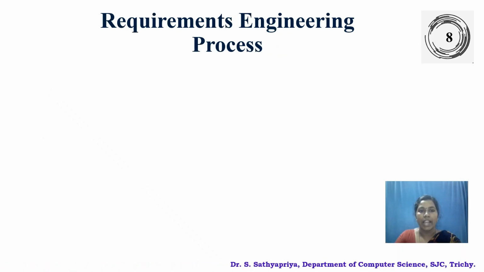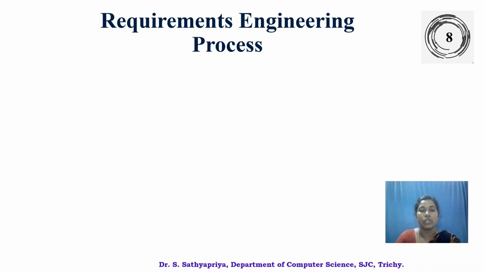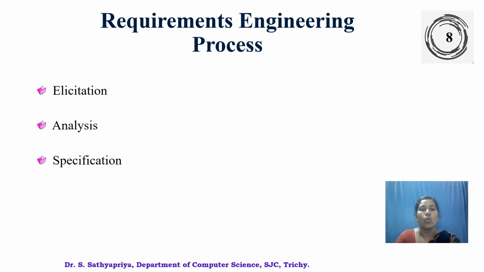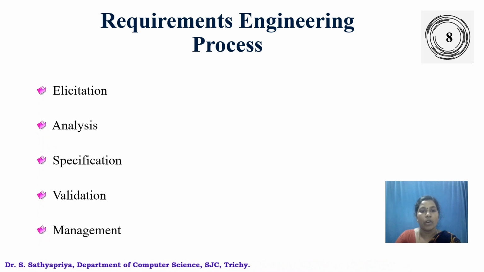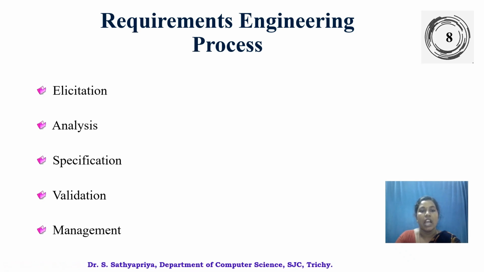So, how do we actually go about gathering these requirements? There is a process and it involves five main steps: elicitation, analysis, specification, validation, and management. Elicitation is the process where you gather all the requirements from your stakeholders. Analysis: after gathering all the data, you need to refine it. You will probably have conflicting requirements.